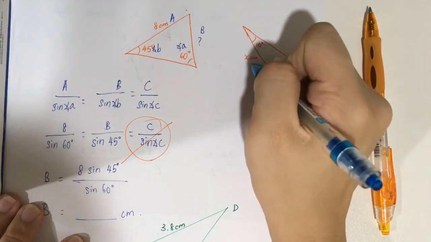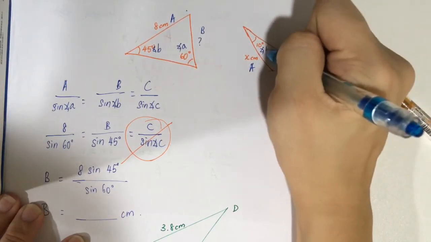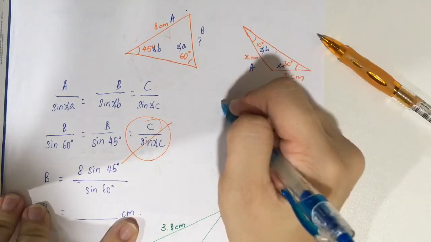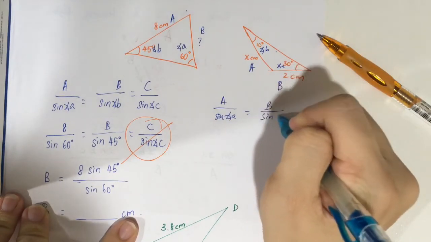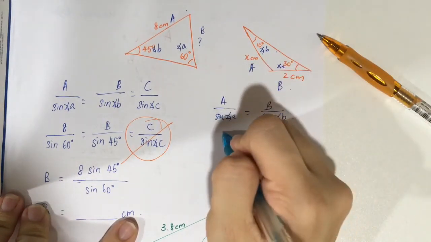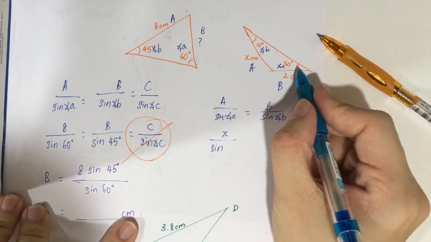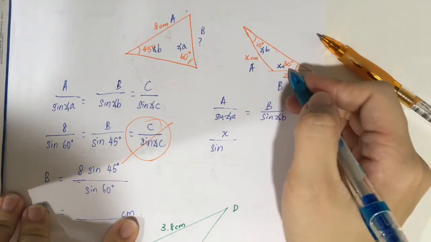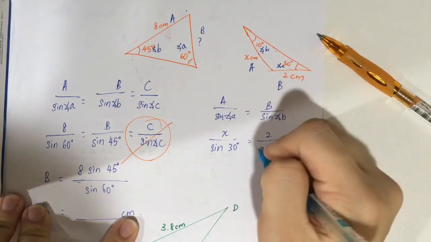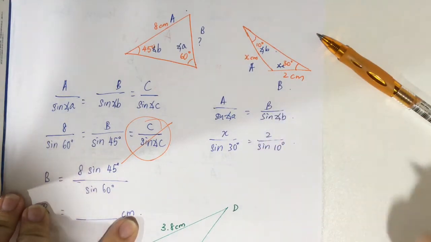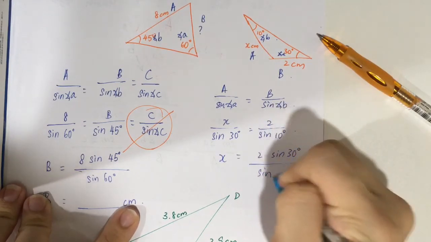This one, I take this as A, angle A, B, angle B. So it will be A over sine angle A equals B over sine angle B. So in this case, A is X, sine angle X, which is this, sine angle A, 30 degrees, B, 2 cm over sine 10 degrees. Okay, so X equals 2 sine 30 degrees over sine 10 degrees.